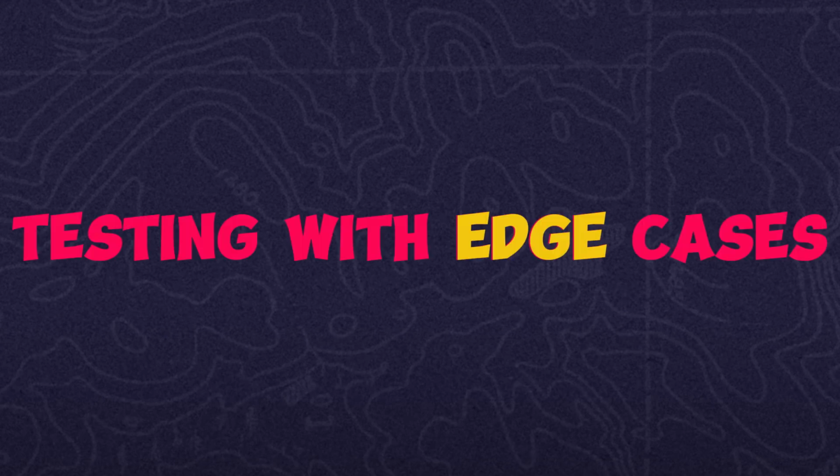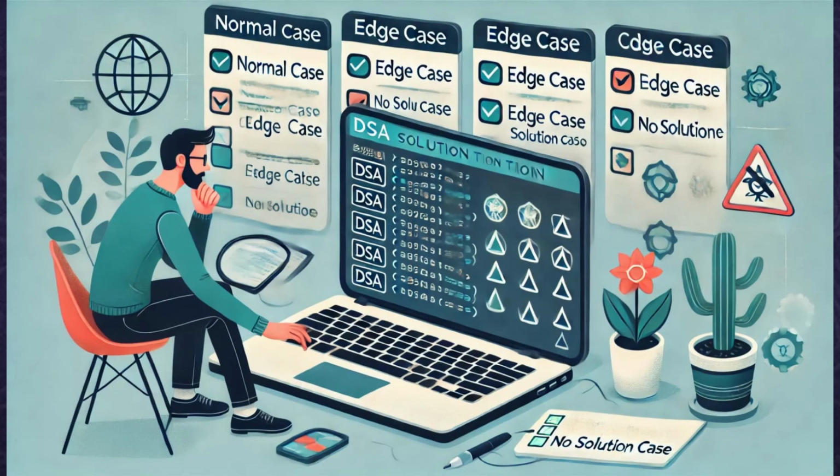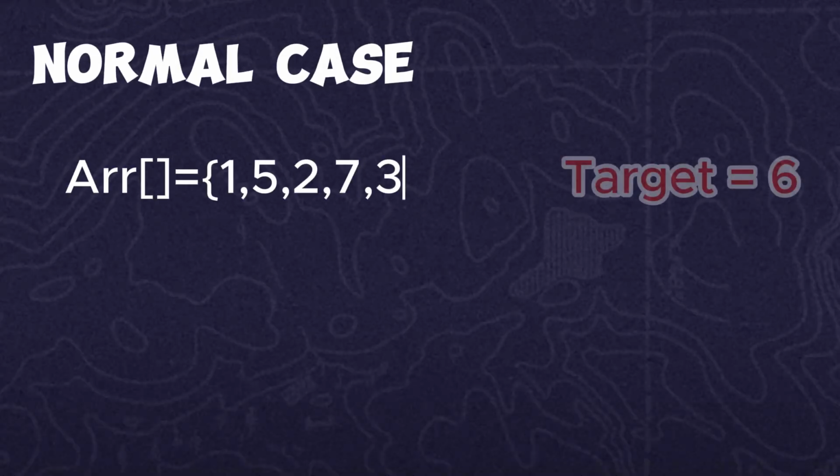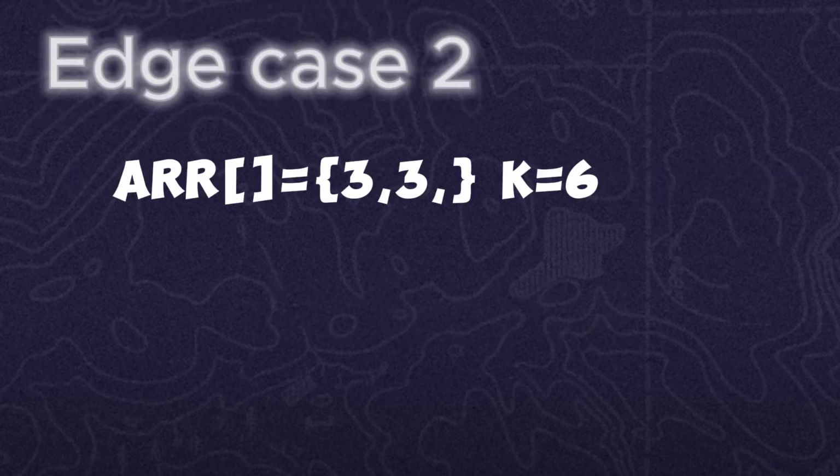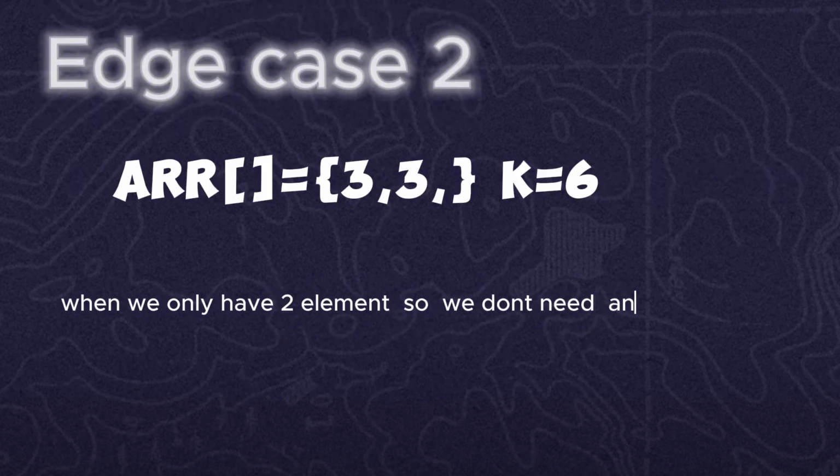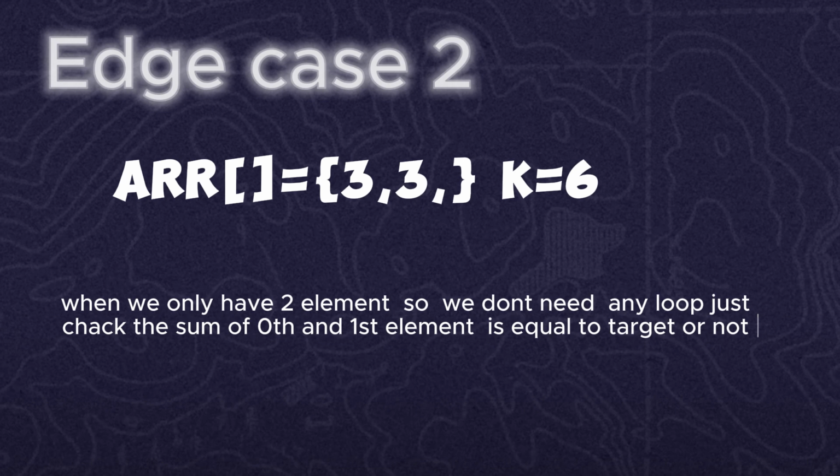Part 4. Test with edge cases. Always test your code with different cases. Normal case: we have an array and we have a target. In this case, the output will be 0 and 1. Edge case 2: the array is 3 and 3, so we only have two elements and the target will be 6.